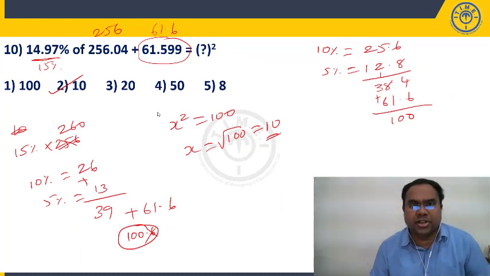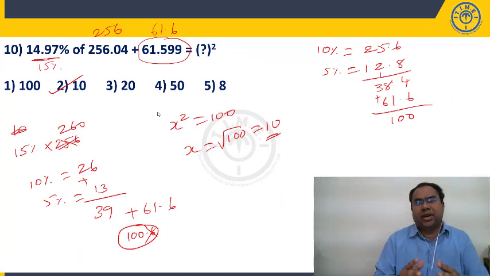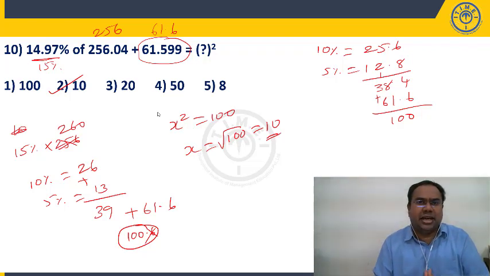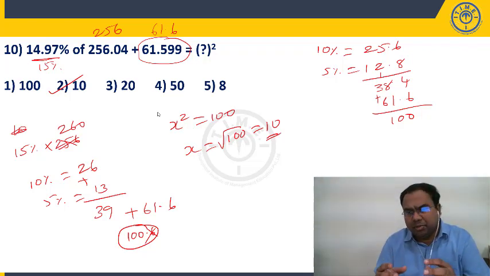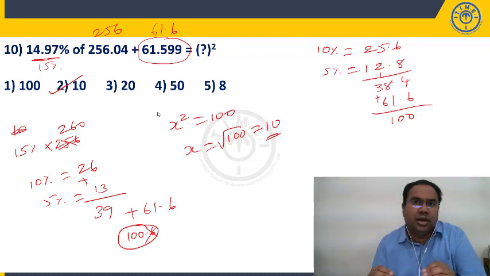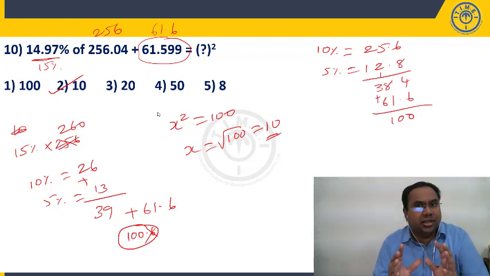So this is about approximations, different types of questions which were asked in your recent SBI exams. They are not that difficult, but if the options are close, you have to be a little careful and attentive. That's all. Otherwise, approximations is a scoring area.